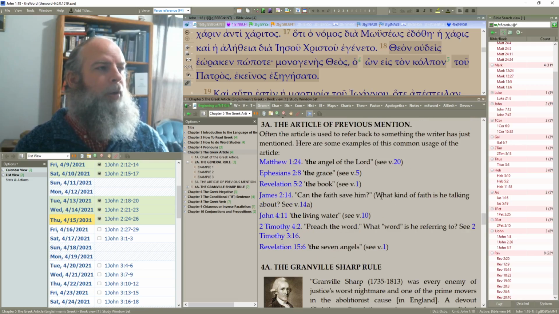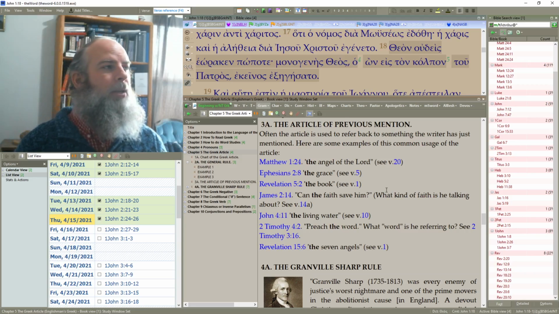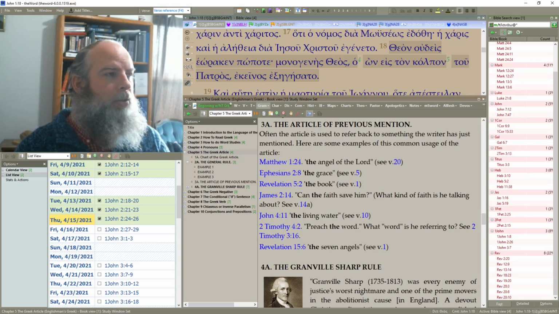3a, the article of previous mention. Often the article is used to refer back to something the writer has just mentioned. Here are some examples of this common usage of the article: the angel of the Lord, the grace, and you can see Ephesians 2:8.